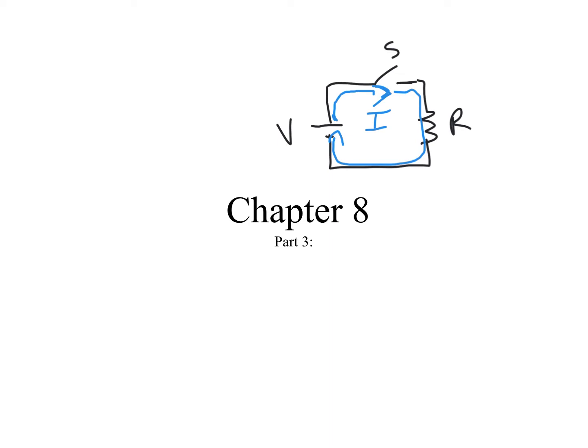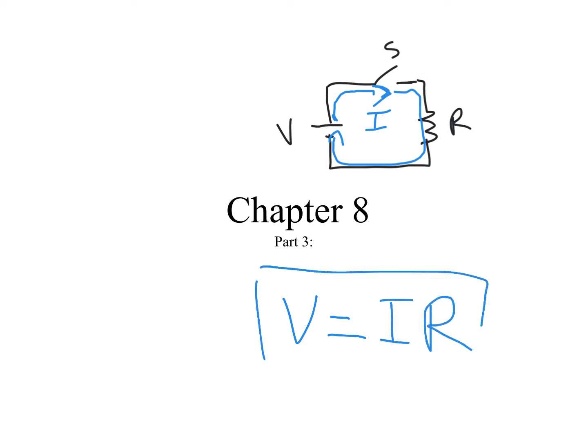And there's a relationship between how much current you get depending on how big your battery is or how big your voltage difference is and how big your resistor is. And that relationship is known as Ohm's law. And what Ohm's law says is that the voltage is equal to the current times the resistance. V is equal to IR.